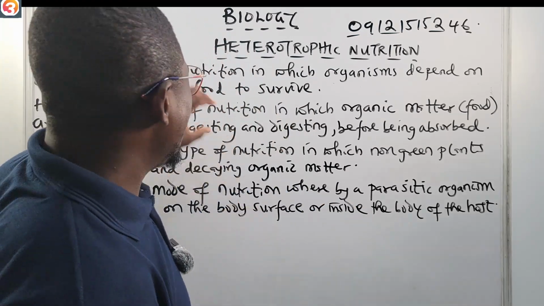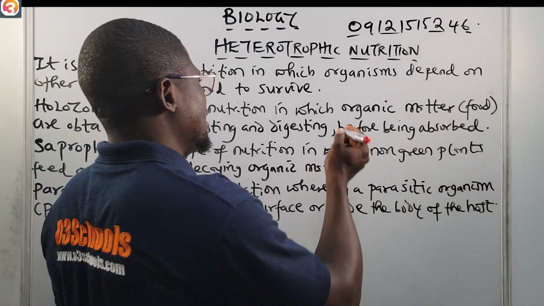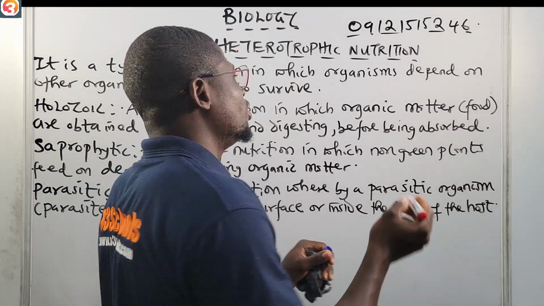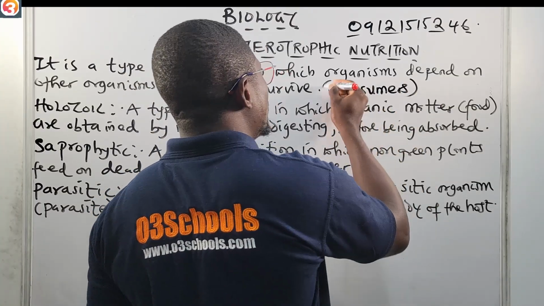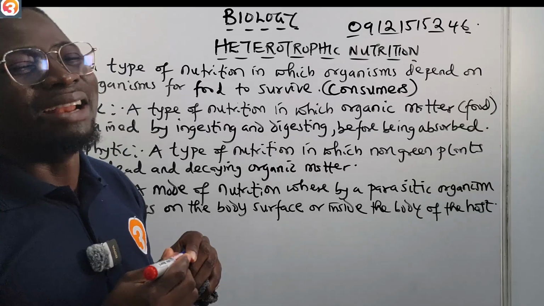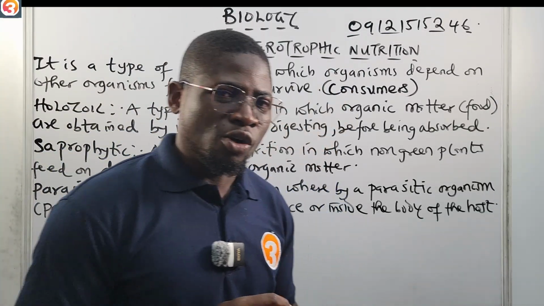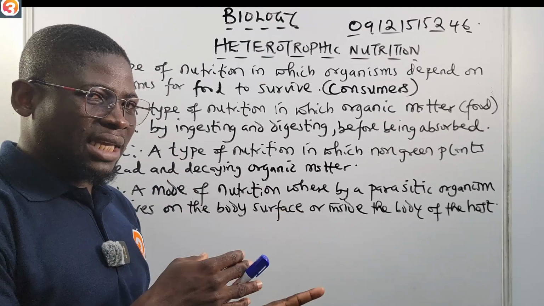Now, heterotrophic mode of nutrition, what do we call these ones? Consumers. Organisms that exhibit heterotrophic mode of nutrition, we call them consumers. Unlike the autotrophs, which we call producers, because they can manufacture their own food using the energy of the sun.